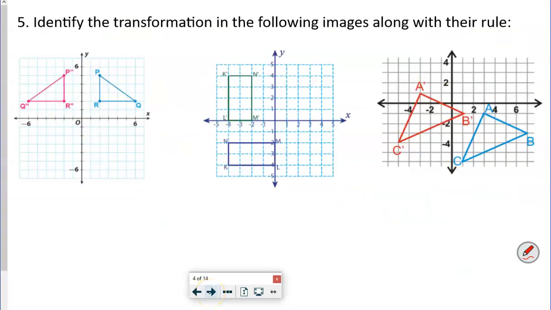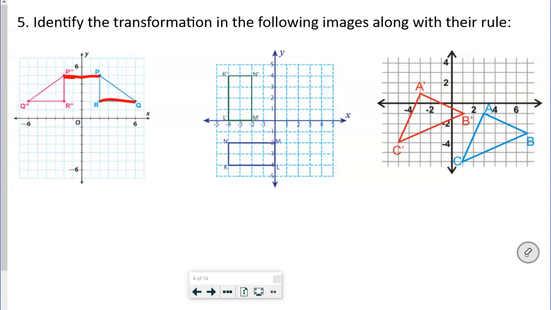All right, this says identify the transformation in the following images along with their rules. So again, if you remember, and ignore the double prime because it shouldn't be there, it should just be prime. So we're going from P to P prime, R to R prime, Q to Q prime, right? So note, wow, I couldn't draw that straight, could I? Sorry, y'all. They're going to overlap each other anyway.